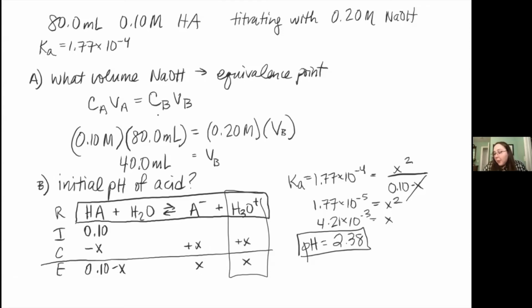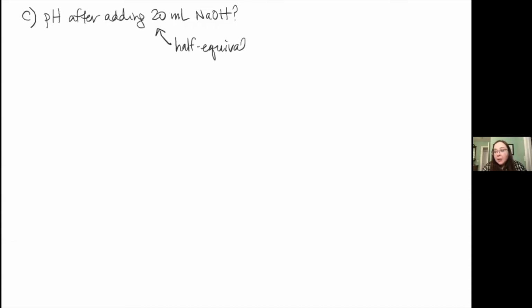Okay, now part C of our question is going to ask us, what's the pH after adding 20 milliliters of NaOH. And this is where we're going to be grateful that we asked first, how much do we need to get to the equivalence point? Because 20 milliliters is something called the half equivalence point. It takes 40 milliliters to get to the equivalence point. So 20 milliliters would be our half equivalence point.